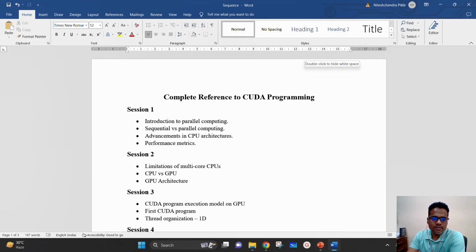So in the first few sessions, we'll talk about an introduction to parallel computing and how it is different from sequential computing. Once we understand the major difference between sequential and parallel computing, we'll try to understand what advancements have happened in CPU architectures over the last 4 or 5 decades. We'll see the limitations of these CPU architectures as well, and why we are shifting from multi-core CPU architectures to GPU. We'll also see some performance metrics, and this includes speedup, efficiency, scalability, etc.